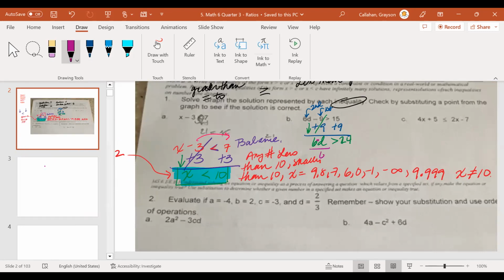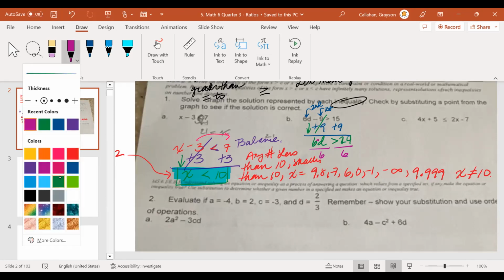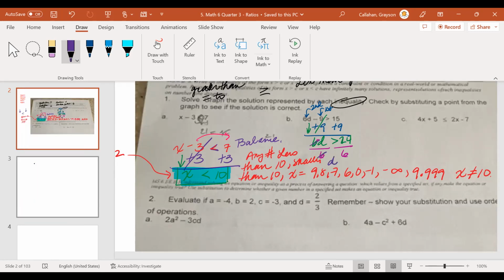Opposite of 6 times D is what? What's opposite of times? Divide. 6 divided by 6 is 1. 1 times D is just D. Do you see how the D cancels? 24 divided by 6 is? D is greater than 4.